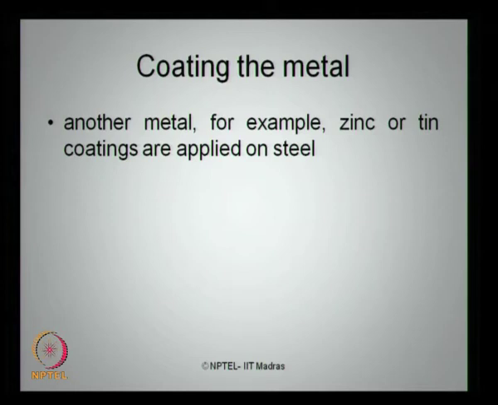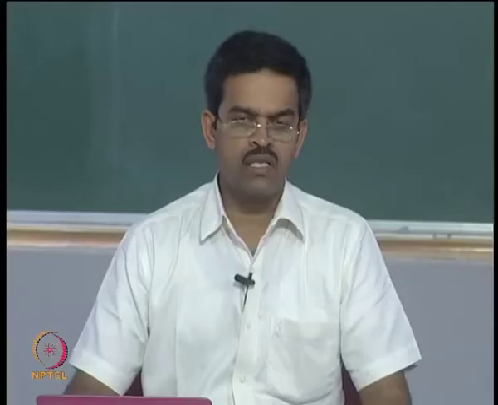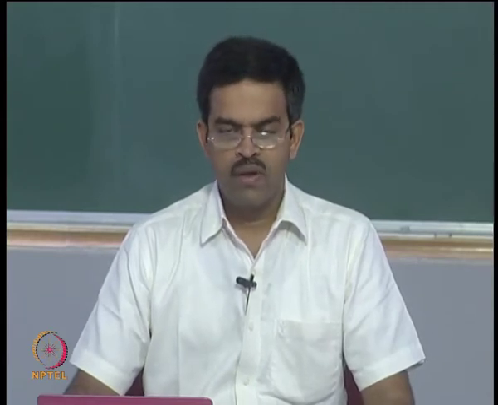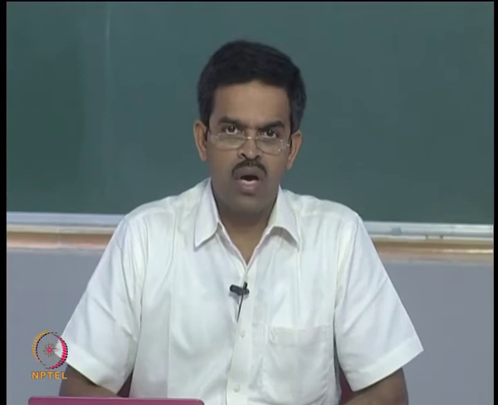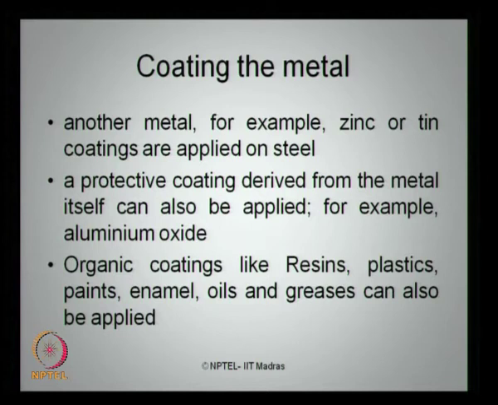For example, you can use another metal to coat an existing metal surface. Commonly used are zinc or tin coating. They are generally applied on steel as an external coating surface. A protective coating derived from the metal surface itself can also be applied. For example, you can treat the metal surface of a member using aluminum oxide coating. Alternatively, you can also use organic coatings like resins, plastics, paints, enamel, oil and greases.